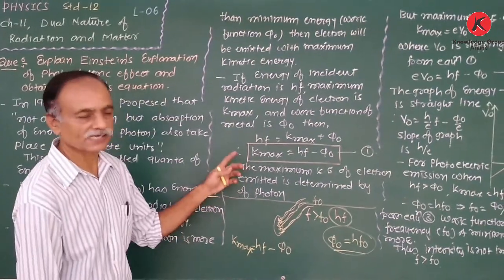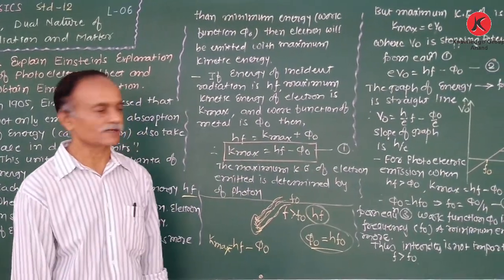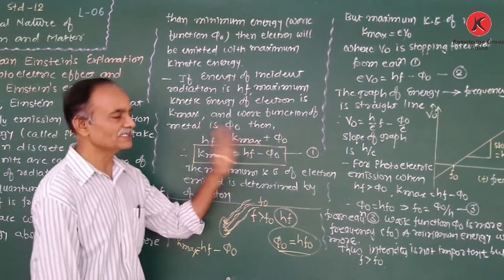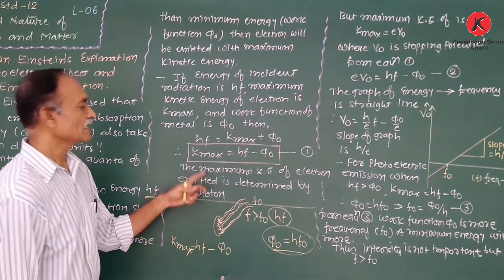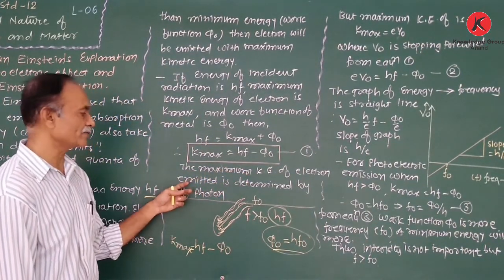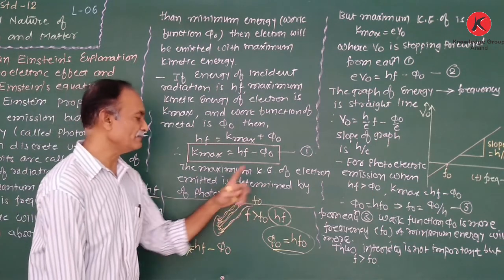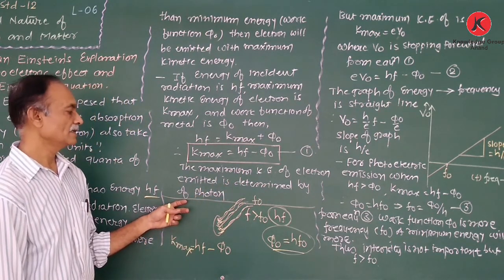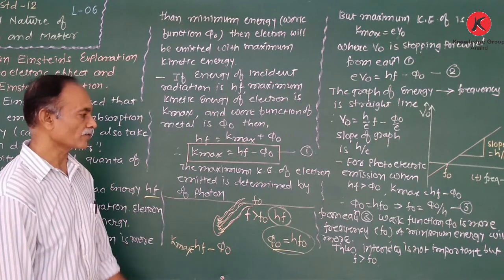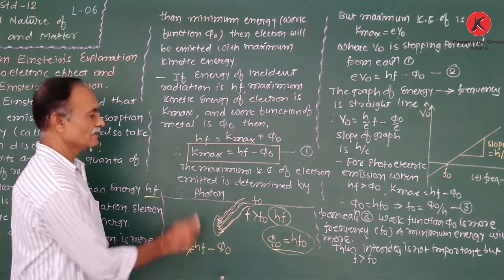That is Einstein's equation about the photoelectric emission. K maximum is equal to hf minus phi 0. The maximum kinetic energy of electron emitted is determined by the energy of photon.